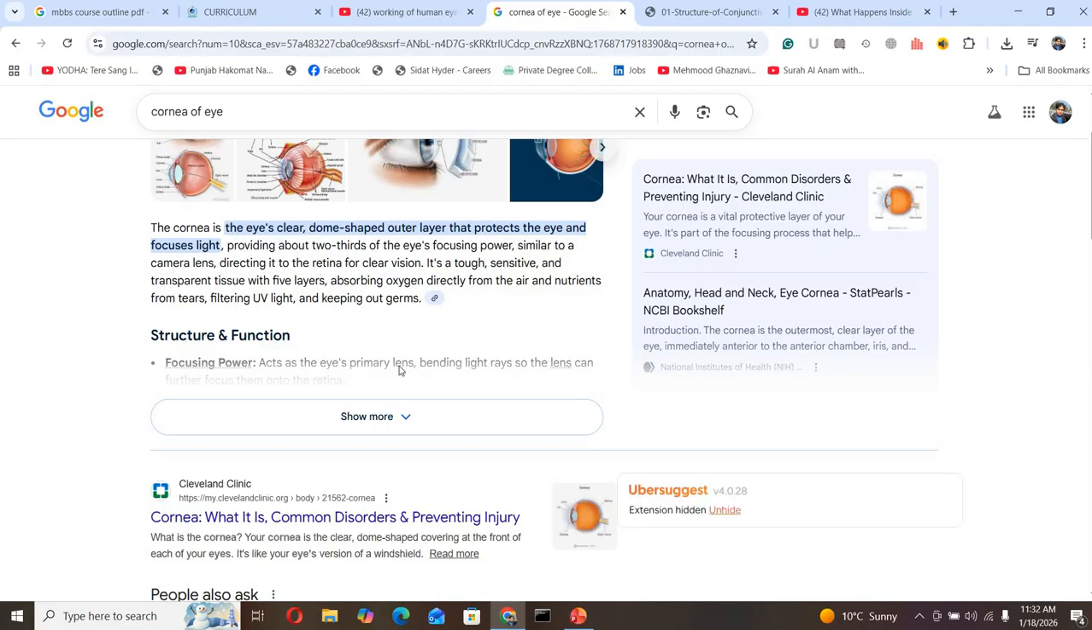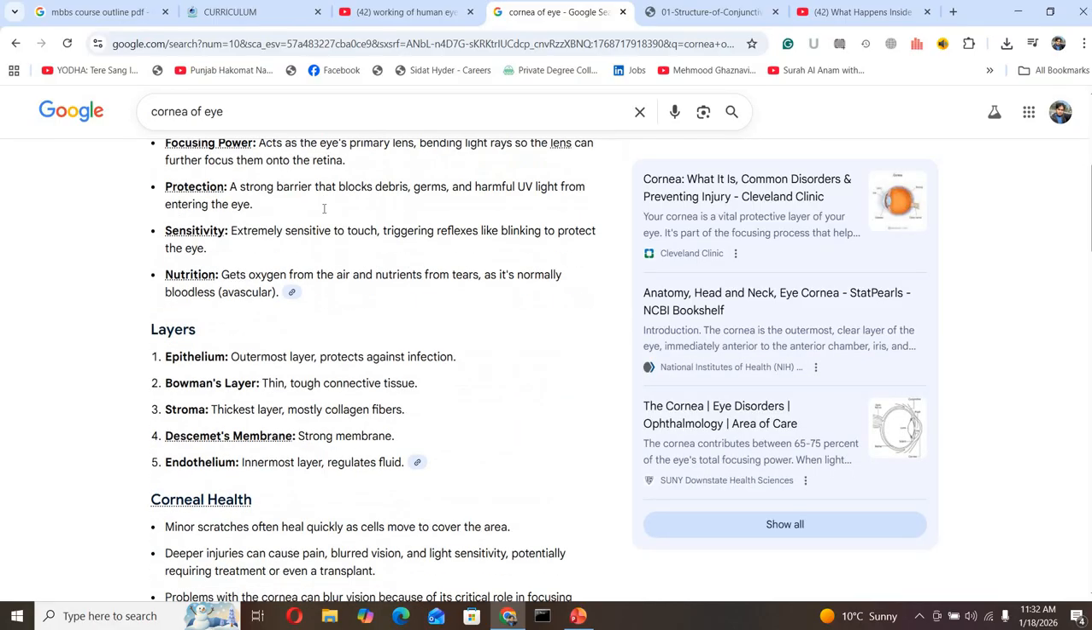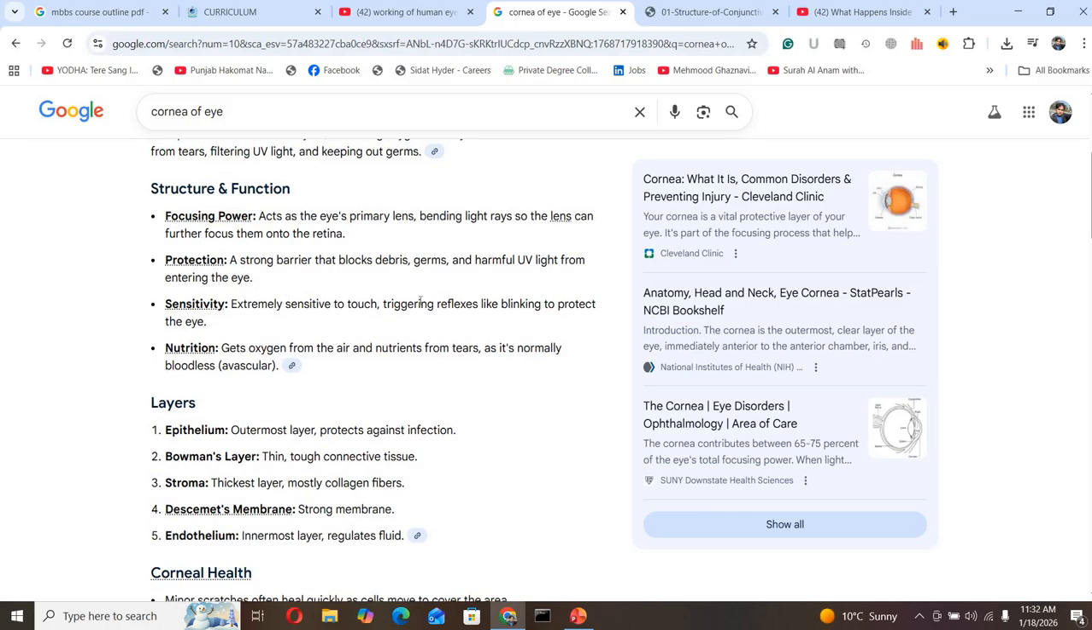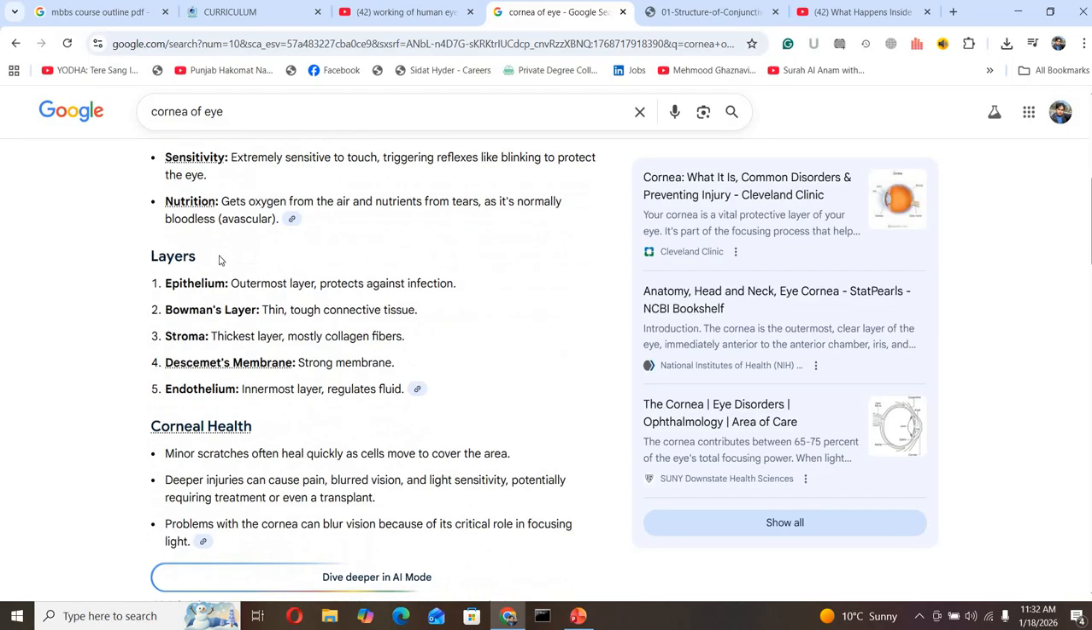Cornea structure and function. Focusing power: it acts as the eye's primary lens, bending the rays so that the lens can further focus them onto the retina. Protection: a strong barrier against germs and harmful UV light entering the eyes, and extremely sensitive to touch, triggering reflexes like blinking to protect the eye. Its layers include the following.